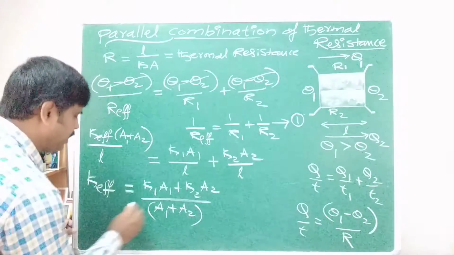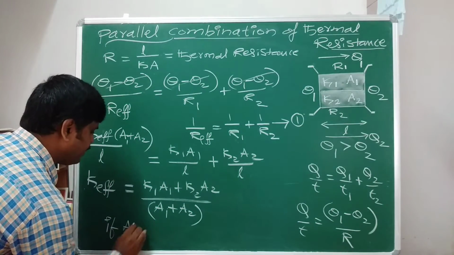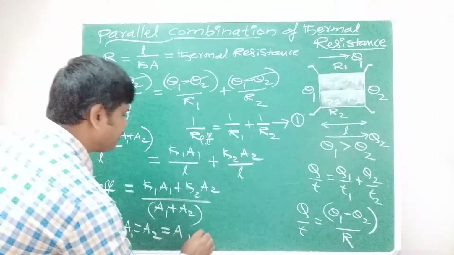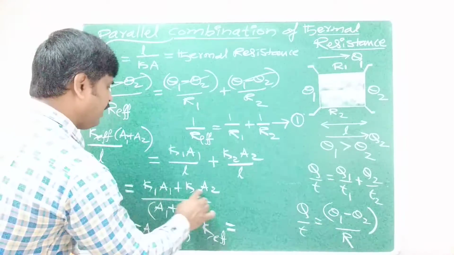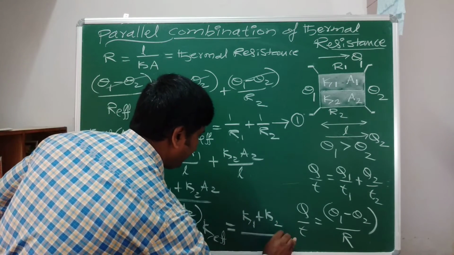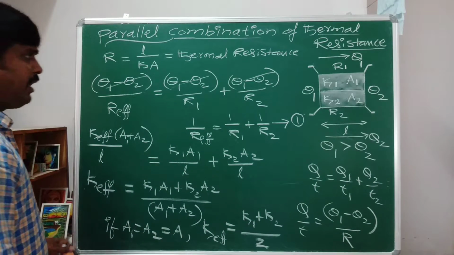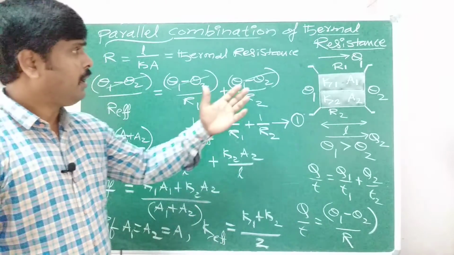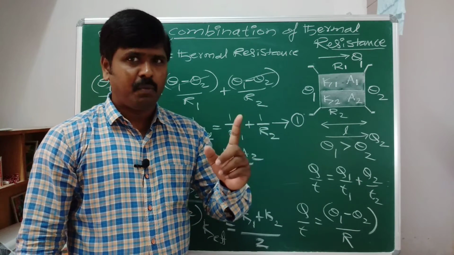We can also take the condition that the areas are the same, so A1 equals A2, taken as A. Then in the resultant equation A is common and cancels, and K effective equals (K1 plus K2) divided by 2. This is the formula. Then we can write the resultant equation for n thermal conductors connected in parallel combination.